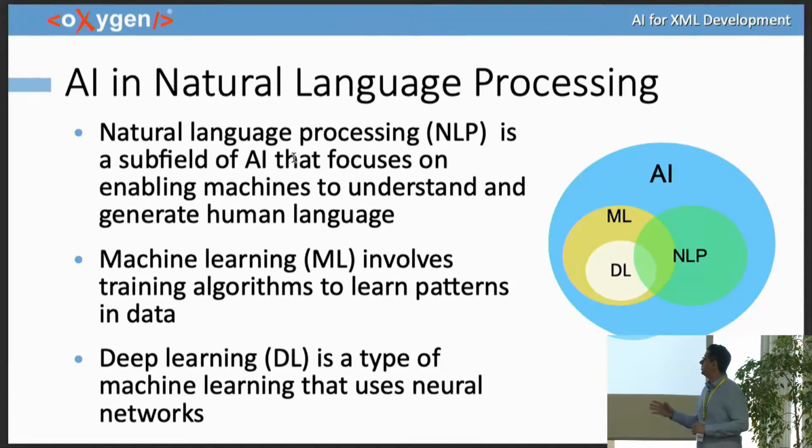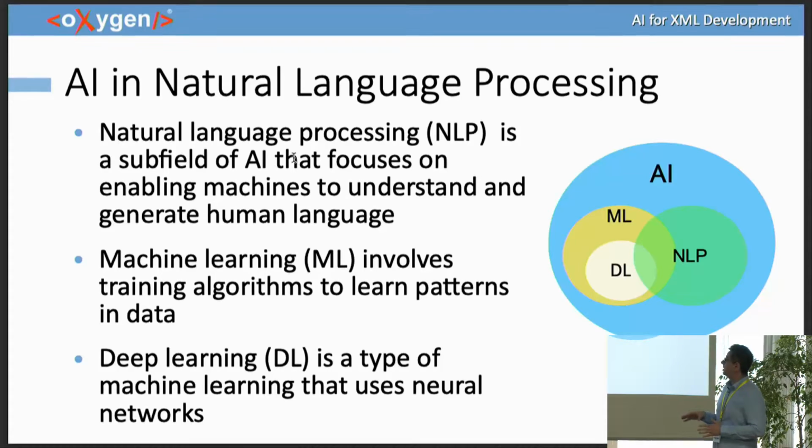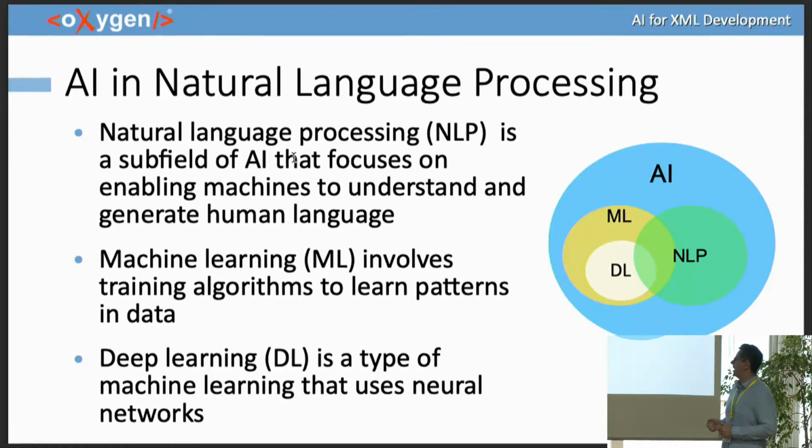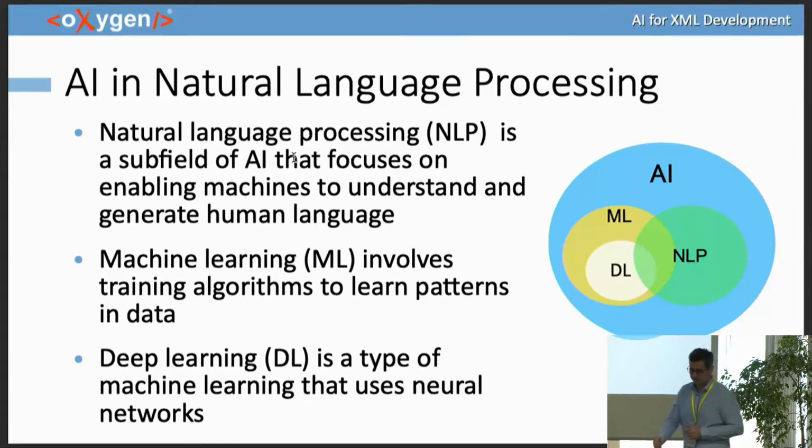So natural language processing is a subfield of AI that focuses on enabling machines to generate and understand human language. And then we have machine learning that involves training algorithms that learn patterns and use these patterns in generating content. And we have also deep learning, which is a type of machine learning that uses neural networks.